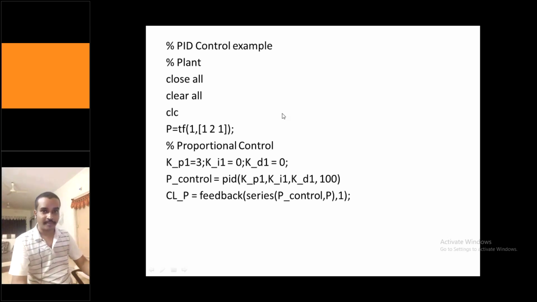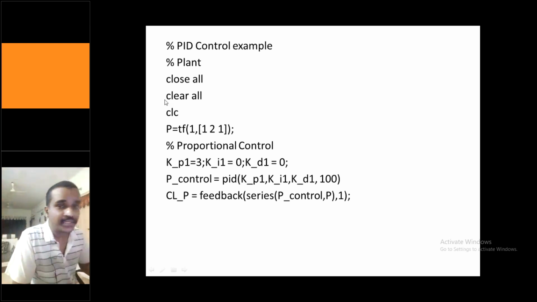Okay, so I'm going to the next part. Somebody has asked to explain this PID controller. So this is the code: close all, clear all, clc. This will close all figures, clear all variables, clear the workspace and so on. So this is the transfer function.